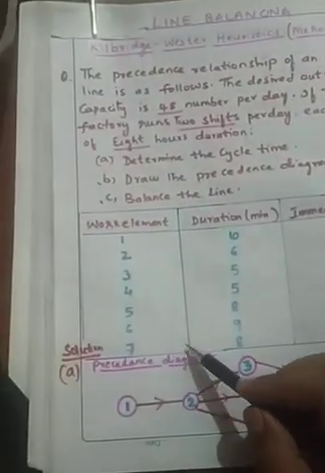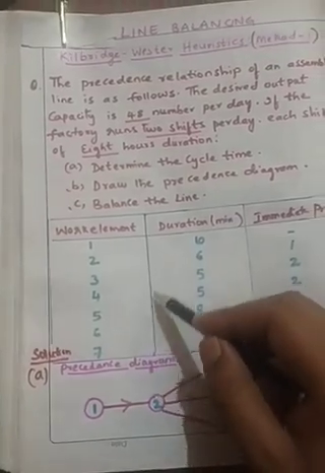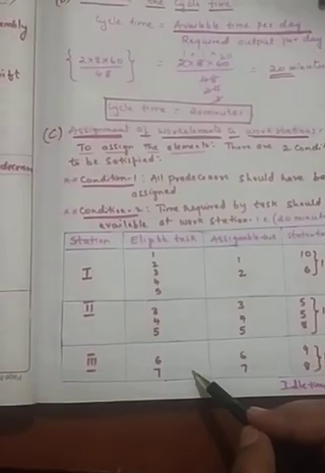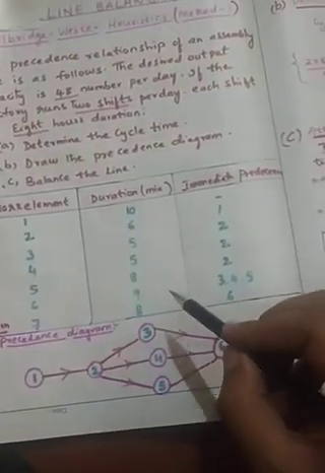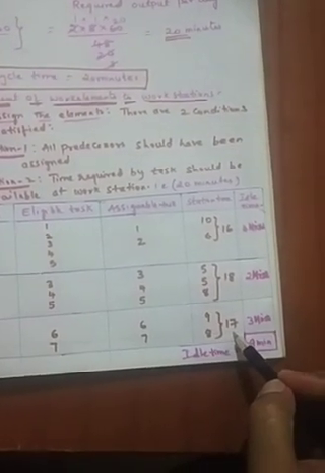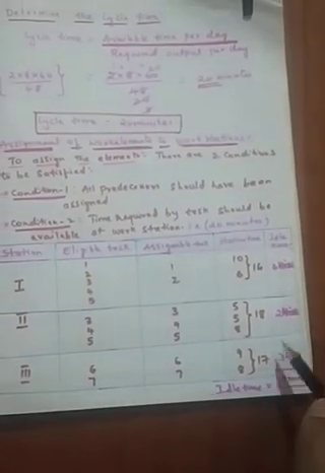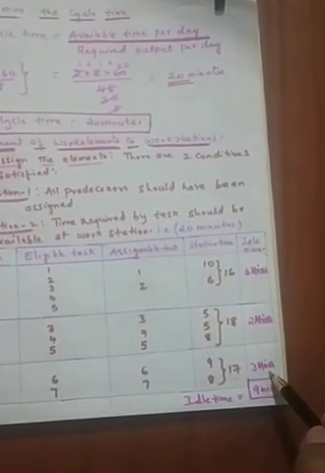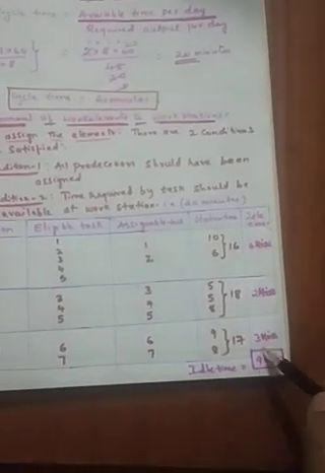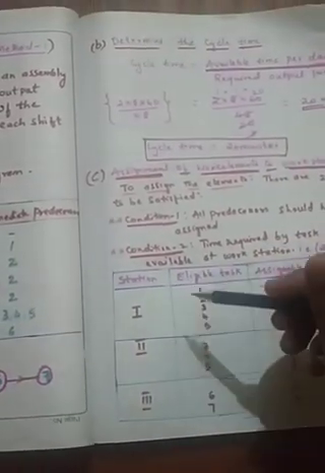And coming to the next one, 6 and 7 are left over because 3, 4, 5 are assigned already. So eligible tasks are 6 and 7. So for 6 and 7, what is the duration? Both are assigned. The duration is given as 9 plus 8. So I have written 9 and 8. 9 plus 8 is 17. So it is not exceeding 20. Therefore 20 minus 17 is 3 minutes. So 4 plus 2, 6, 6 plus 3 is 9 minutes, the total idle time. So in this way we can balance the line.